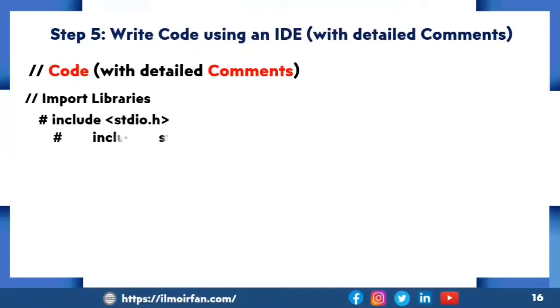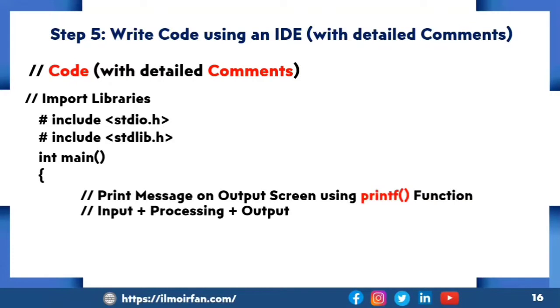Step 5. Write code using an IDE with detailed comments. To summarize, in the first four steps, first of all, I completely and correctly understood the real world scenario. After that, I explained author and system information in details. In third and fourth steps, I used the information provided in the real world scenario to understand purpose of program and input processing output. Now, in the fifth step, I will write high quality C code using Dev-C++ IDE to solve the problem mentioned in the real world scenario.